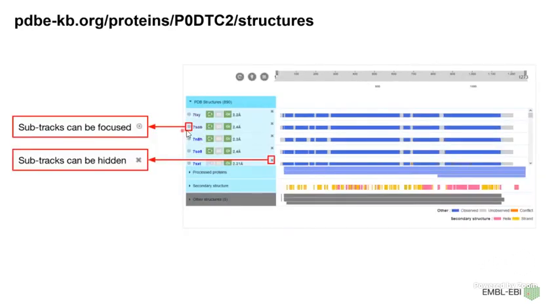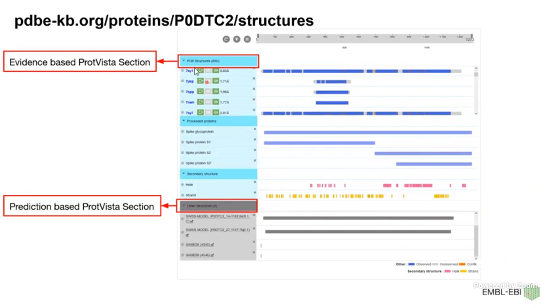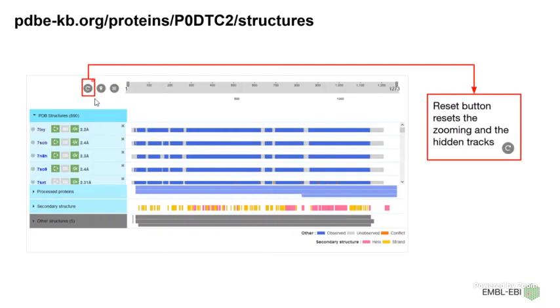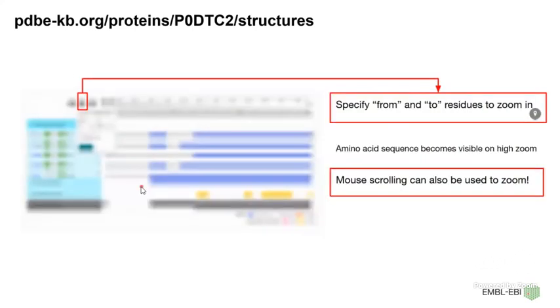There are icons like this circle, where you can focus on a particular subtrack, and you can hide a particular subtrack using this cross button. In ProtVista, you will see the evidence-based sections in blue color, and the prediction-based sections in gray color. You have a reset button, which resets the zooming and the hidden tracks and takes you to the default view.